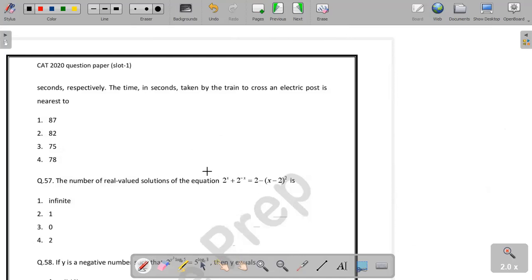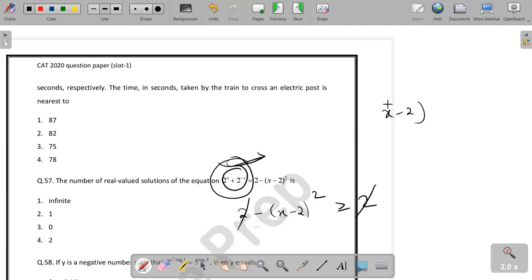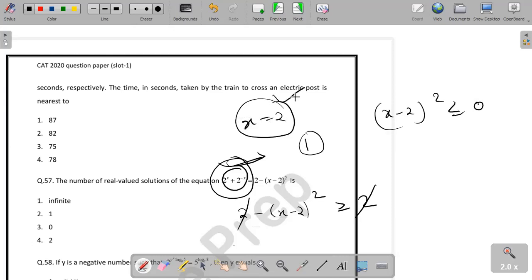The number of real valued solutions of the equation. So this must be greater than or equal to 2. So I can say 2 minus (x minus 2) whole square is greater than or equal to 2. Now I will not tell why this must be greater than or equal to 2. There is a concept behind that. In this video, I will try to show you how the knowledge of some things helps in the CAT. So I'm applying my knowledge. So I can say that (x minus 2) square should be less than or equal to 0. That is only one solution where x is equal to 2. So this should be the answer.